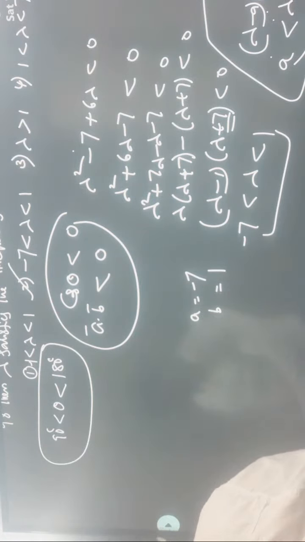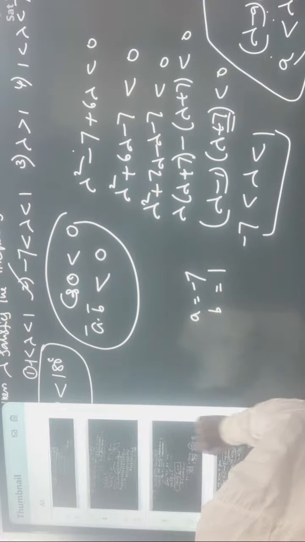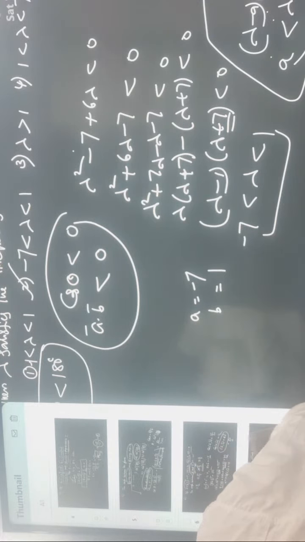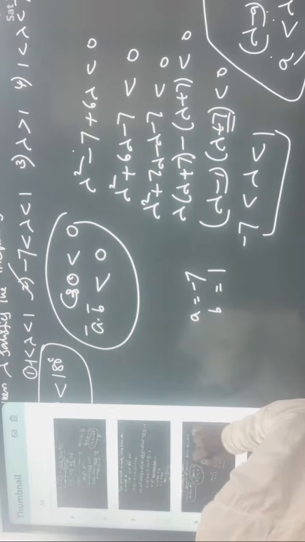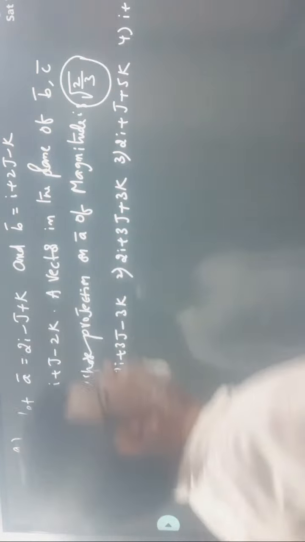Now let me explain one more question. This question is completed. Now we are going to the next question, which is this one: a vector in the plane of b bar and c bar, and whose projection on a bar has magnitude root 3 by 2. This is the given question.